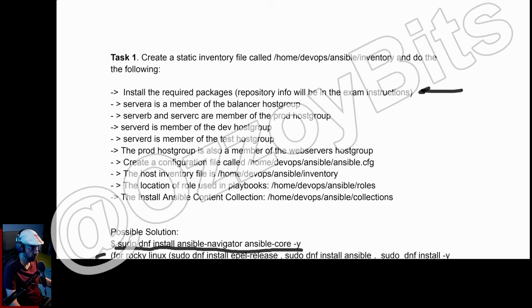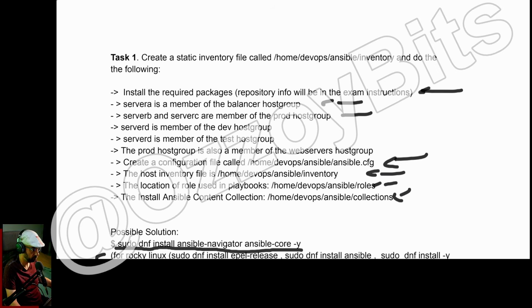This is what I want you to do. Server A, it's a member of the balancer group. Server B, it's a member of the prod group. I mean, server B and C are members of the prod group. Server D, it's a member of the dev group. Server D, it's also a member of the test group, and the prod group, it's also a member of the web service group. You need to create a config file there, some directories, and some configurations within the config file.